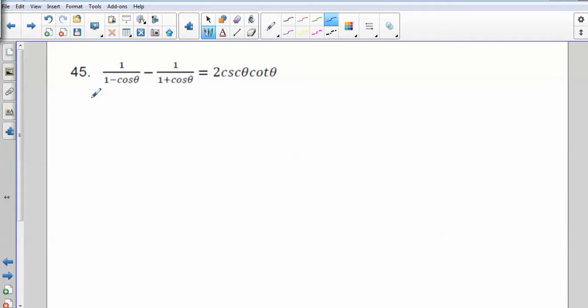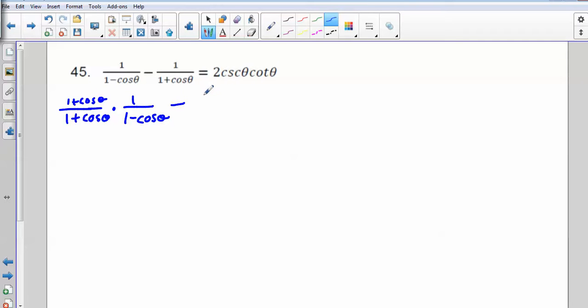So I will multiply the first fraction by 1 plus cos theta over 1 plus cosine theta. And I'm allowed to do that because when you multiply by something divided by itself, you're just multiplying by 1, and that doesn't change anything. Okay, so this one's my original fraction, and I'm multiplying it by 1 plus cosine theta over 1 plus cosine theta.